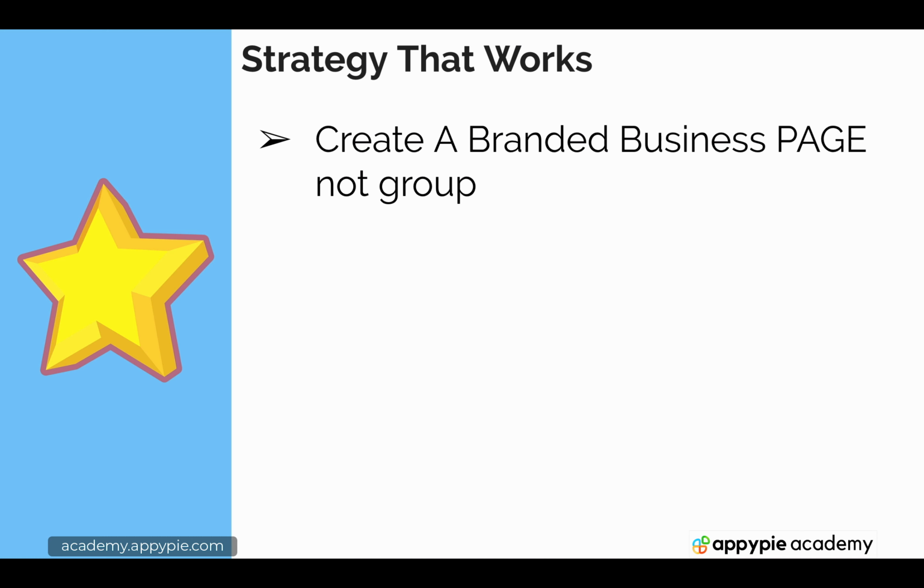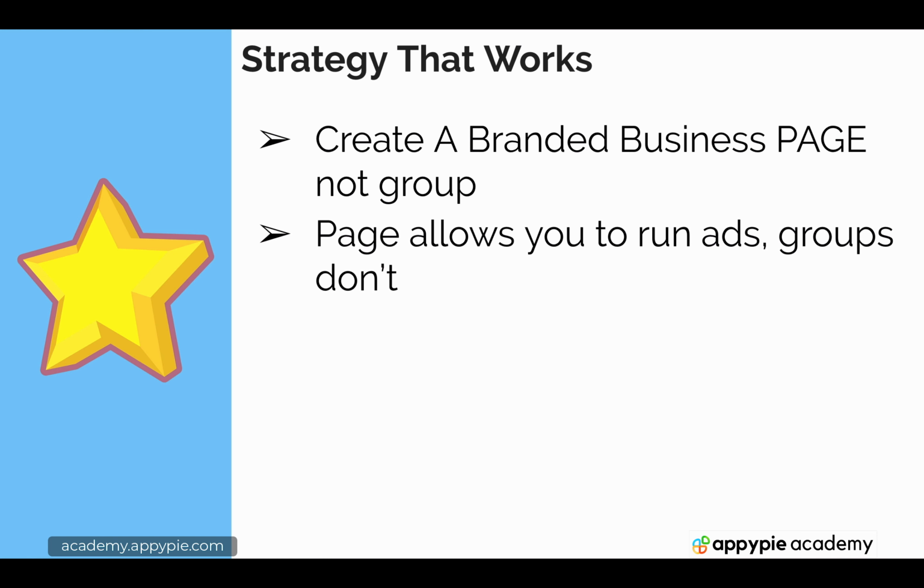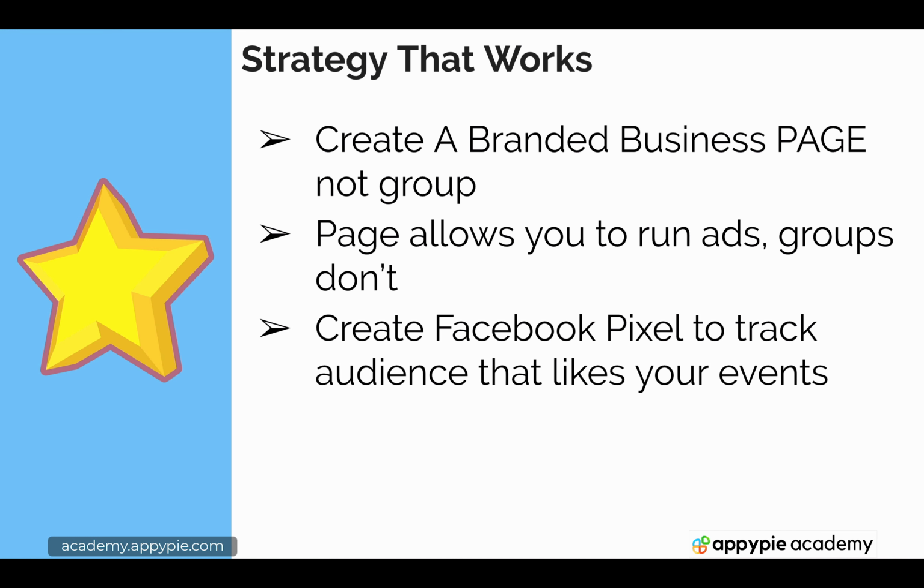So first, we're going to create a branded business page for you, not a group, because a page allows you to run ads. Groups do not allow you to run ads. Groups are good for engagement, communication, but pages have a smaller organic reach. When you create an update on a page, you'll reach a smaller percentage of people who like that page already than if it was a group, but you can run ads to that post, which is very important, which is the key to everything else, because what you're going to do right after is create something called the Facebook Pixel, which is basically a way to track your audience. So when you run an ad, you're going to be able to track which audience signed up for your event.